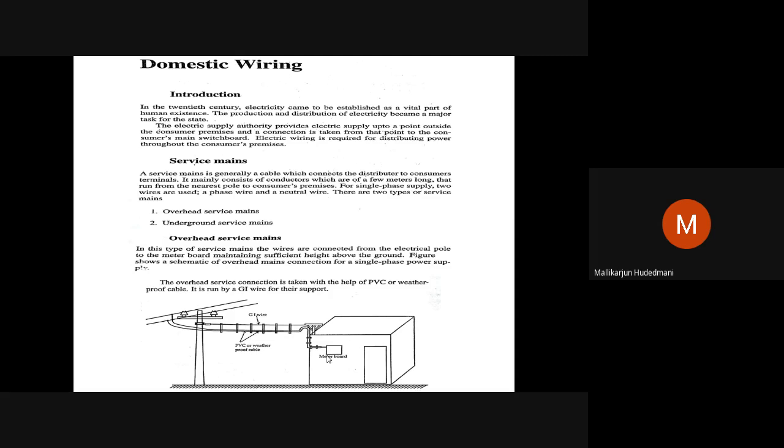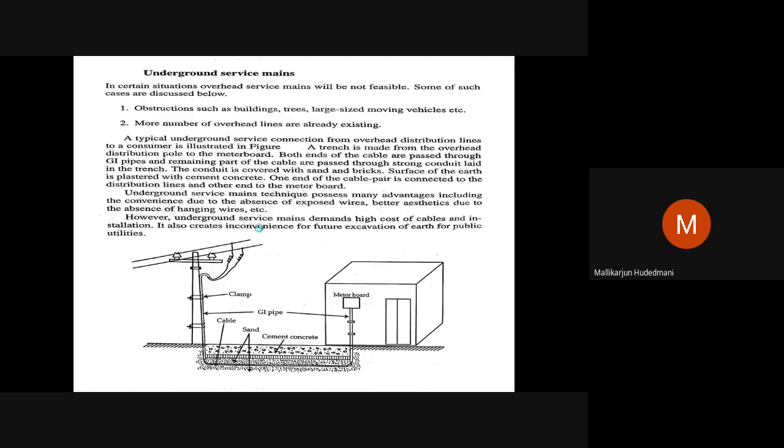The same thing in the city or modern living periphery, we have underground service mains. The conducting materials, one line and one neutral, taken from the electric pole till the premises are visible to you. In the underground mode of service mains, they won't be visible. That you can see in my next slide.